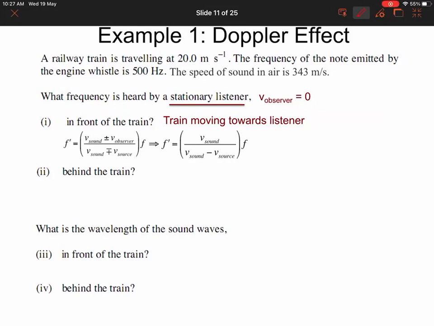The speed of the observer, that's zero, so that's already taken out of this simplified equation. So you only need the speed of the sound and the speed of the source and the old frequency. What's the speed of the sound? That's the speed of the sound in air. Okay. The speed that depends on the medium. And for air, if the sound travels through air, that speed will be 343 meters per second.